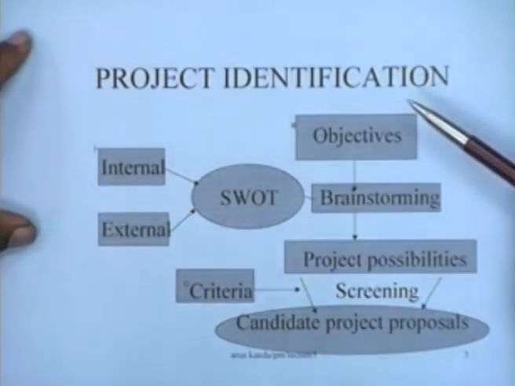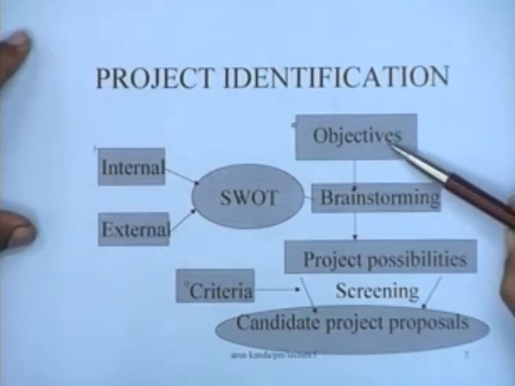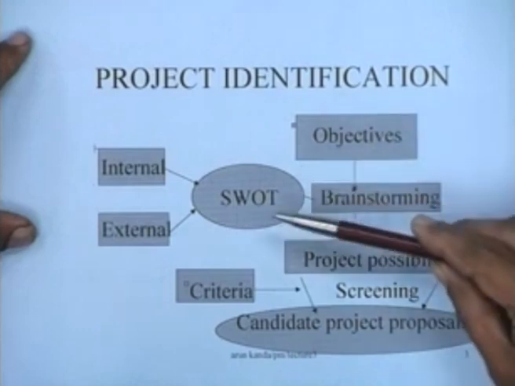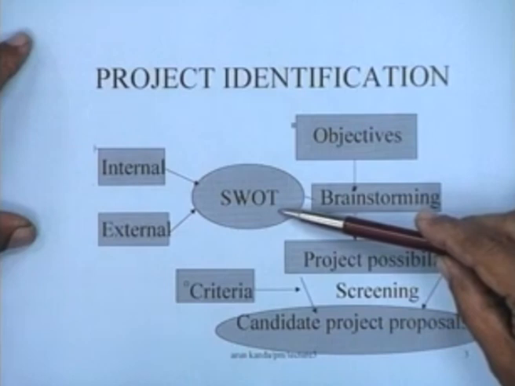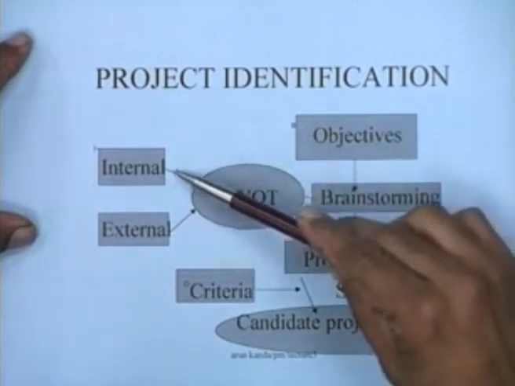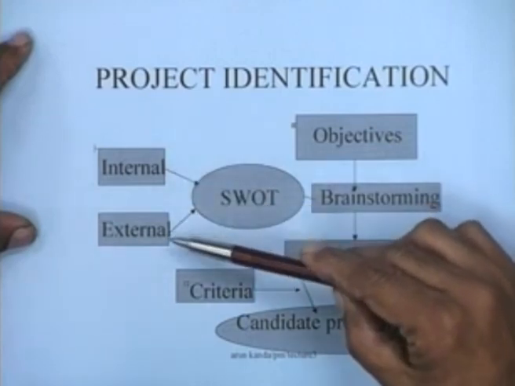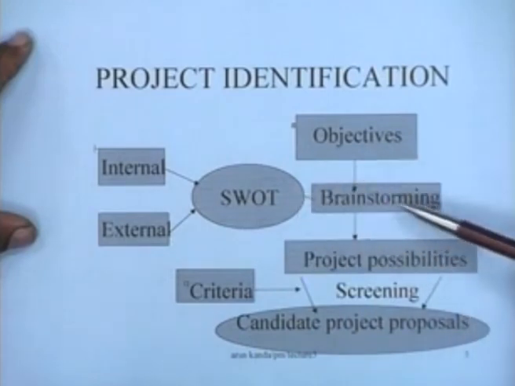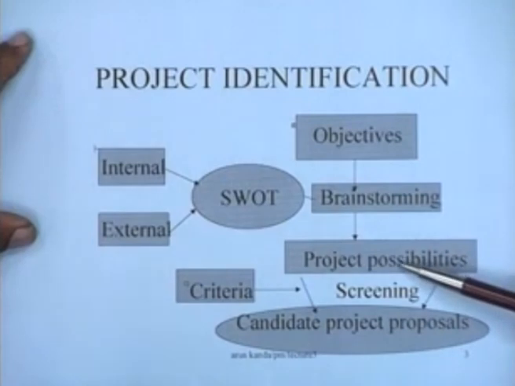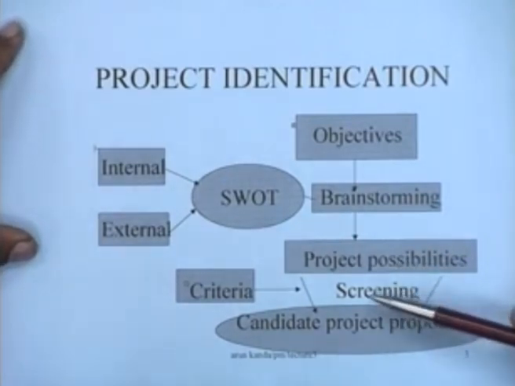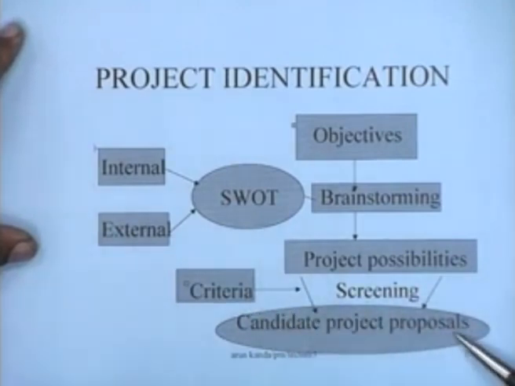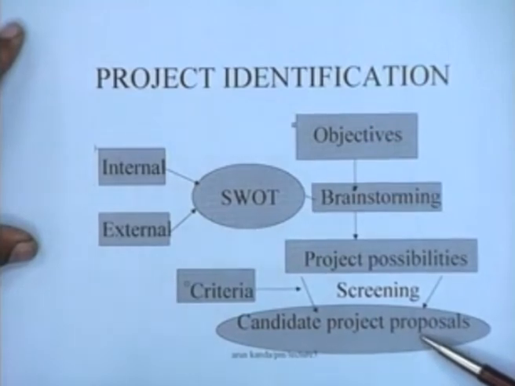Let us try to recapitulate briefly what we had done when we were talking about the project identification phase. You saw that the project identification phase was actually governed by the objectives that you are setting out to achieve, and these objectives, along with the analysis of the strengths and weaknesses, the opportunities and threats which exist in the market, both from the internal environment or the system or the external environment, would have to be taken into consideration in a brainstorming session to identify various project possibilities. And these project possibilities, after screening on various important criteria, would give you the candidate project proposals. And these candidate project proposals are the essential input to the project appraisal phase which we are talking about.